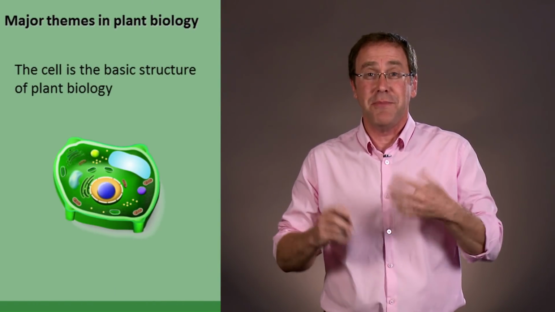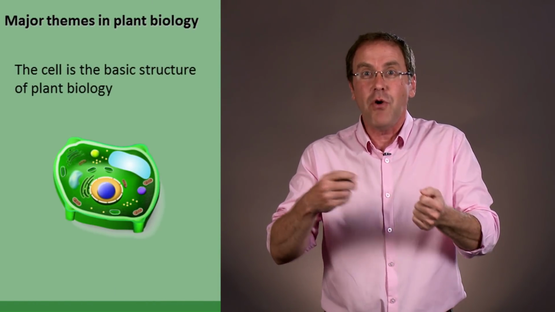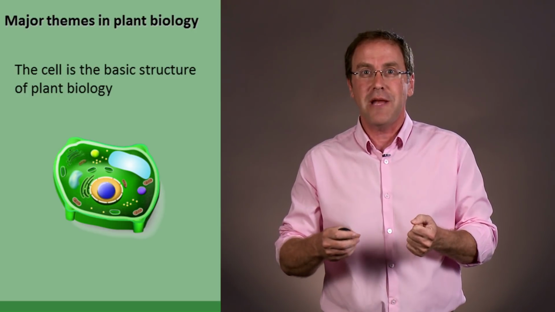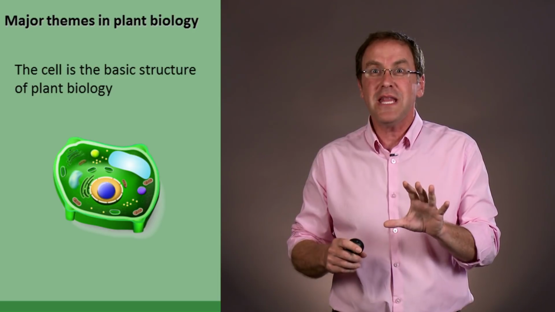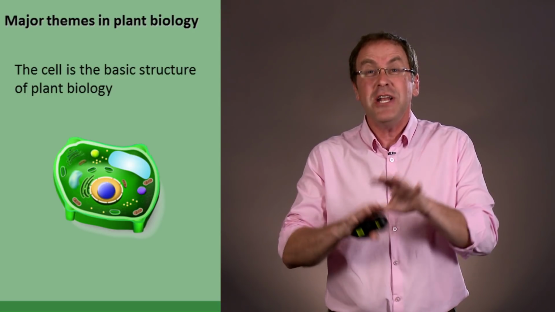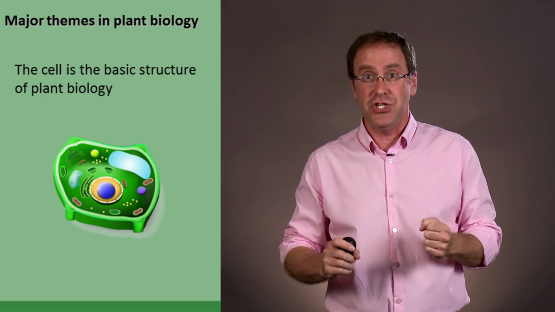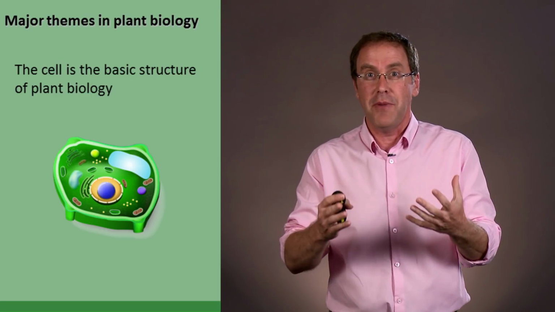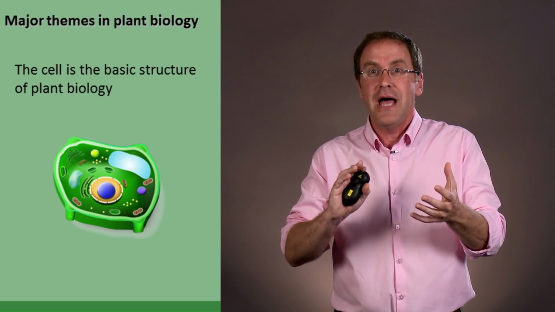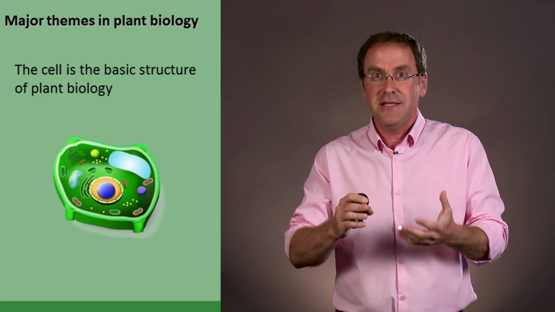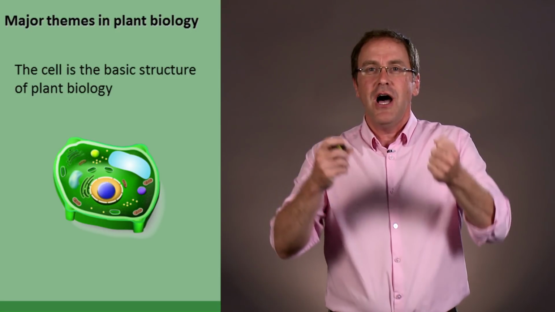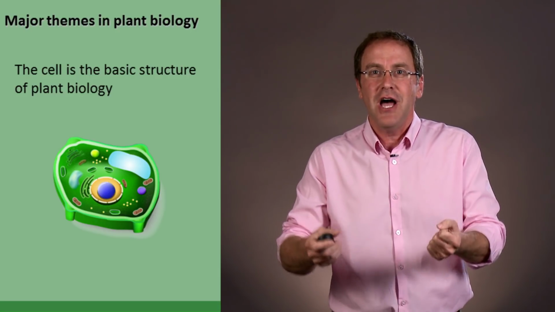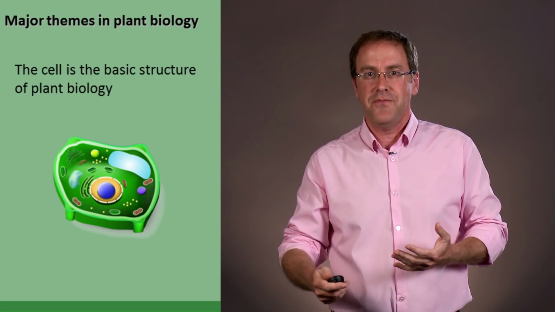The cell is the basic structure of plant biology. It's the basic structure of all biology. And a lot of what we understand about how a plant works, we understand by understanding how a plant cell works. We're going to be dealing a lot with evolution. Now, you're not going to need to have any background in genetics or molecular biology, but we're going to talk about evolution and DNA to understand that what we see in modern plants is a result of their genes. It's a result of changes through evolution.